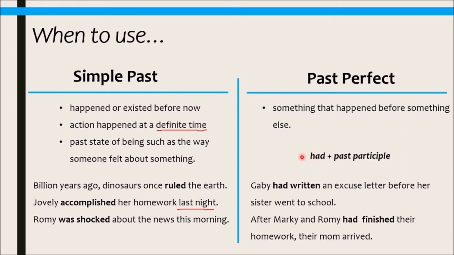Now, here's the main thing. Look at our examples for the simple past. Each sentence has only one main verb. For this one, we've got the simple past tense of the verb rule, which is ruled. Here, we have the simple past tense accomplished, and for this one, we've got shocked, with the helping verb was. In short, we use the simple past if we only have one action that happened in the past at a definite time, while in the past perfect, you will see two main action words that occurred in the past.